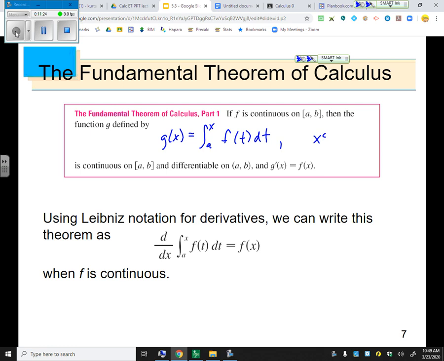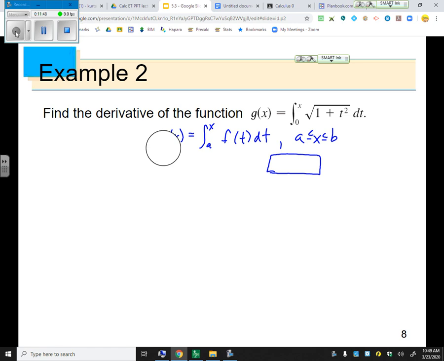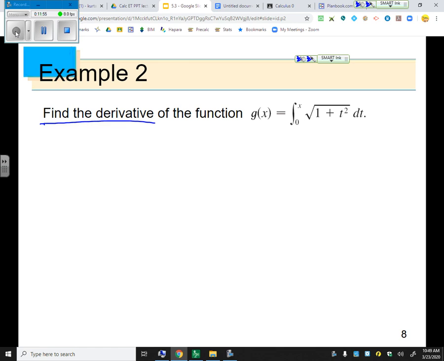Where x is between a and b. And again, it's going to be continuous on [a, b], differentiable on (a, b), and here's the kicker right here: G prime is going to equal f of x. So let's actually plug in some functions, some numbers into this. The first part of the fundamental theorem of calculus is going to be going back and asking you to find the derivative.